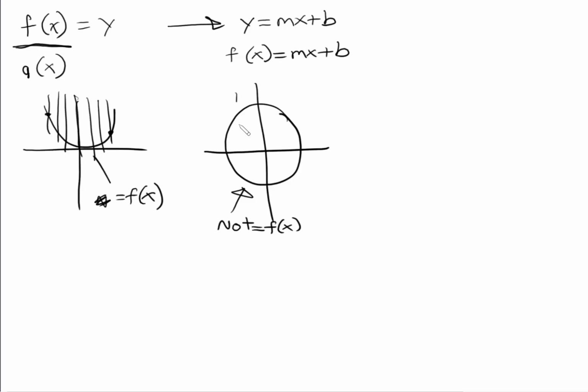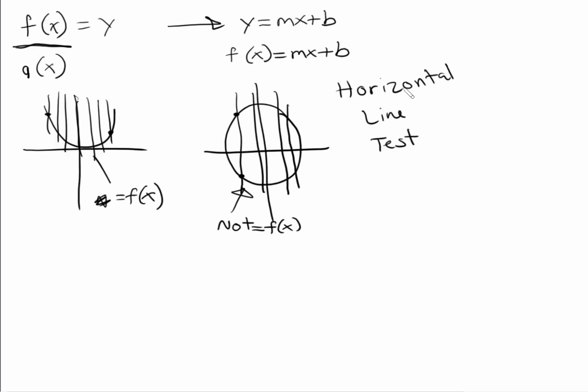Now that doesn't hold true over here. If you draw a line, or a couple lines actually, you have a contact point right here and a contact point right here. So you have two contact points, and because of that, it does not pass what we call the horizontal line test. Horizontal line test. So that tells us whether the graph is a function or not.